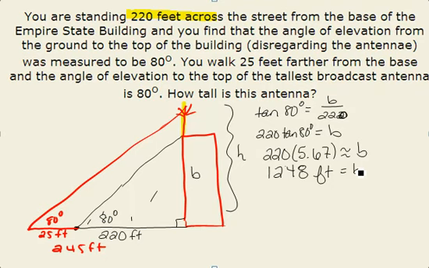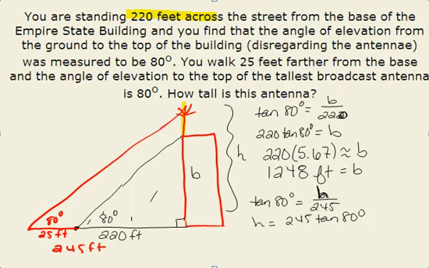We are now ready for the second part. If I am a total of 245 feet from the base of the building and look up at 80 degrees, I want to know what that height would be. So again, I have the tangent of 80 degrees is equal to H, the total height, over 245. This tells me that H is equal to 245 times the tangent of 80 degrees.